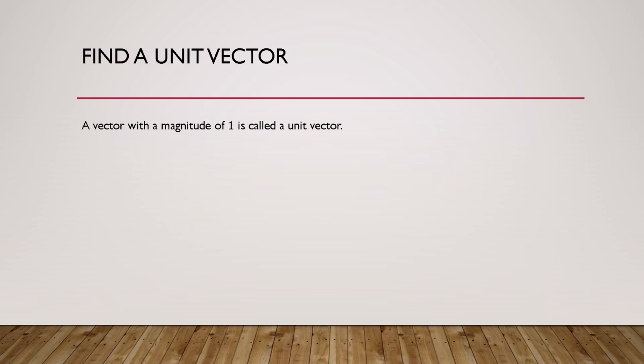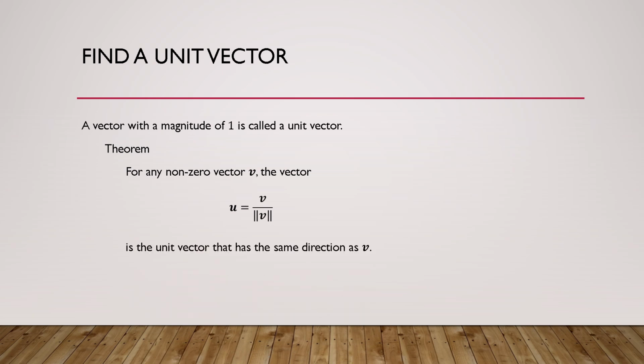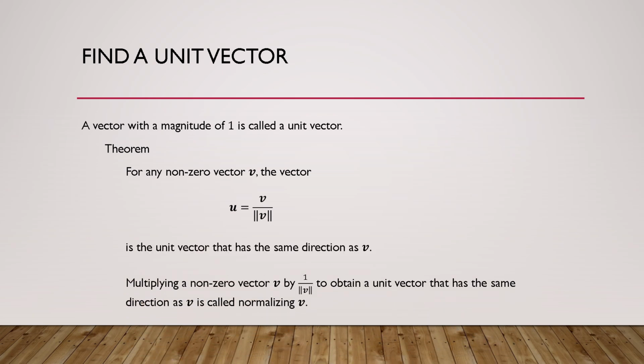A vector with magnitude of 1 is called a unit vector. The following theorem applies. For any non-zero vector v, the vector u equals v over the magnitude of v is the unit vector that has the same direction as v. Multiplying a non-zero vector v by 1 over the magnitude of v to obtain a unit vector that has the same direction as v is called normalizing v.